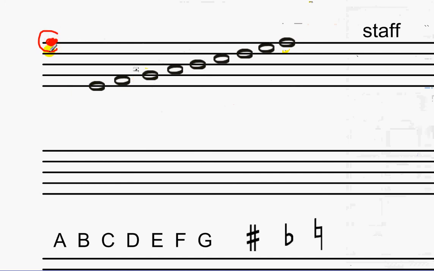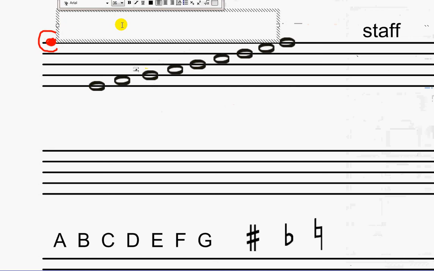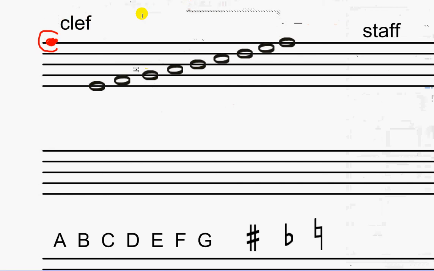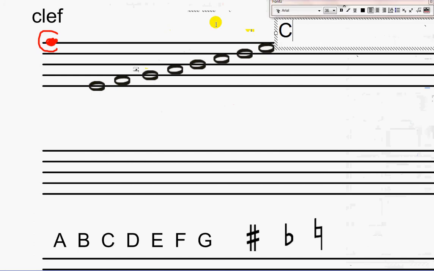This fake symbol, and the term for it is a clef, this clef that I created, gives us information. What it says is we're going to start labeling with C right here. So if I were to label this note right here, it's on that line, so I would label it a C.